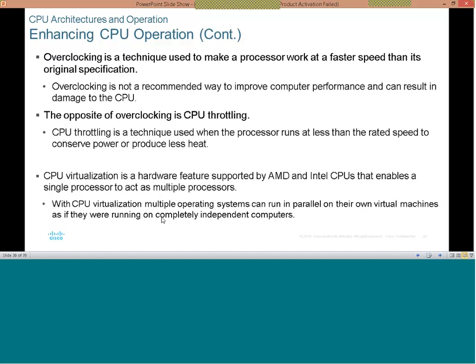So what we're saying is that these will run in parallel on their own virtual machine, as if they were running on a completely independent computer. So you could have that, but it's actually virtually configured.